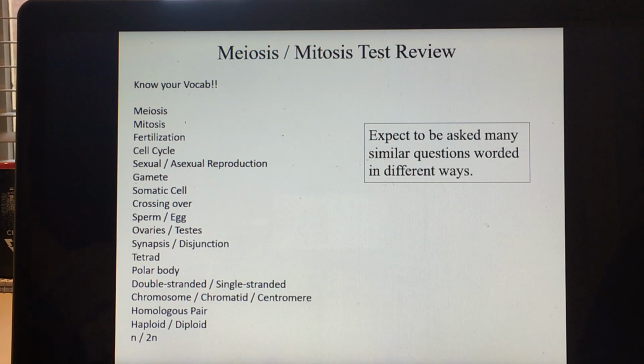This video is a test review video for meiosis and mitosis. There are going to be more meiosis questions, but there will be some comparison. Remember that if you don't understand the difference between meiosis and mitosis, you really don't understand either process. This screen shows the important vocabulary words from this unit.